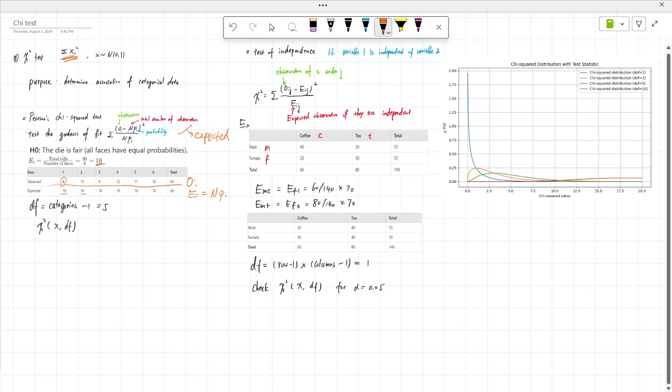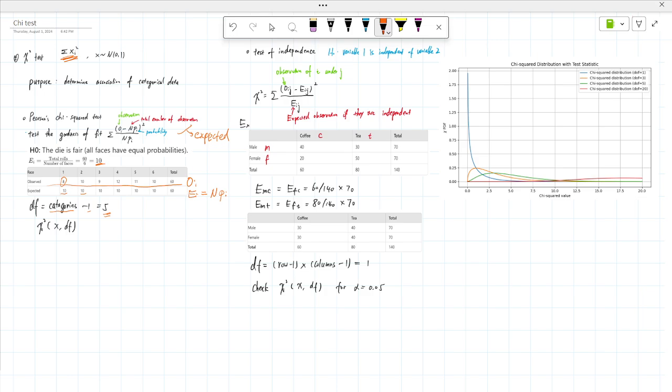So you can sum all together. Degrees of freedom is categories minus 1, which is 5. There are 6 categories. So that's one way. It's Pearson's chi-square test. Another application is the test of independence.